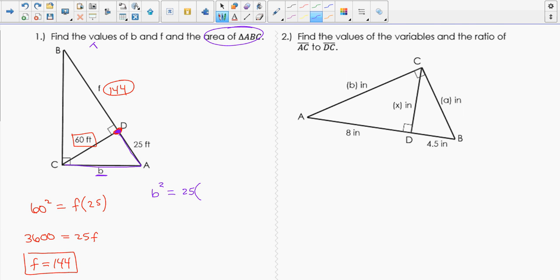It's this whole length, this whole adjacent side. So it's actually 144 plus 25, which is 169. So that means that B squared equals 4225. Take the square root of both.